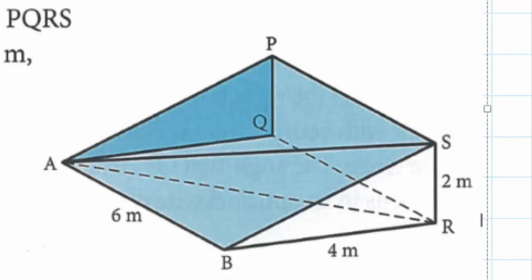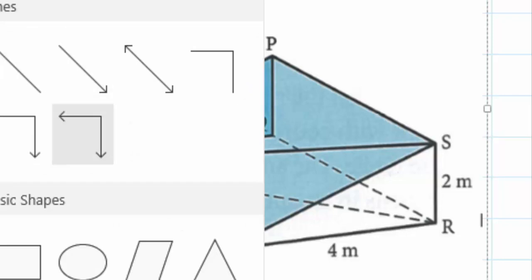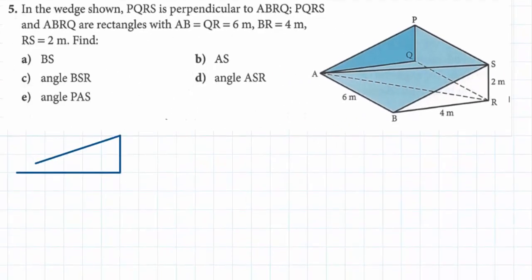Now find BS. BS is this hypotenuse. According to triangle BRS, BS is the hypotenuse. Let's draw the triangle here and work on it. Now this is B, and here is R, here is S. BR is given in the question, it's 4, and RS is also given, it's 2. Now we need to find BS.